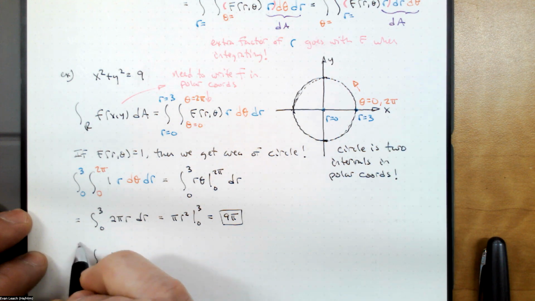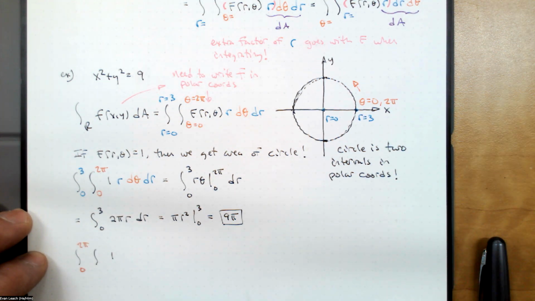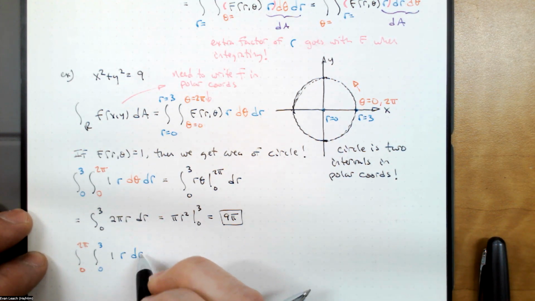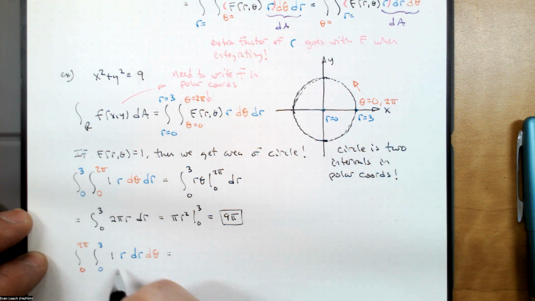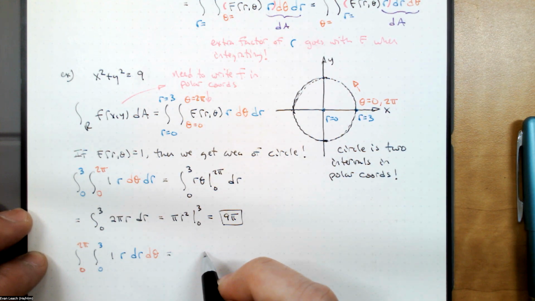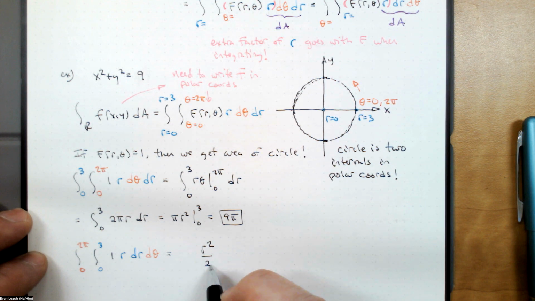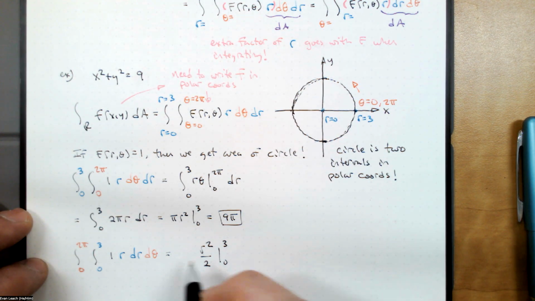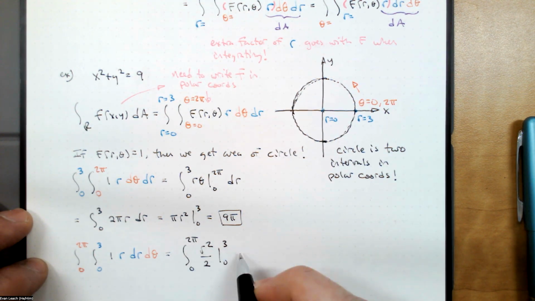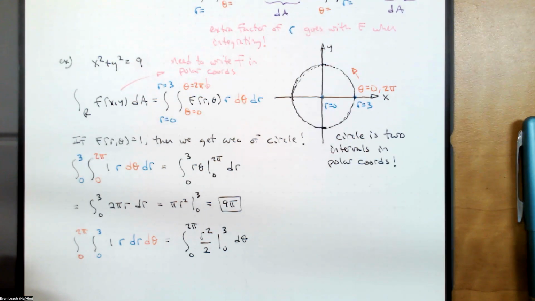So if we go from 0 to 2 pi, and then from 0 to 3, or other way around, I guess, r dr d theta. Now we're integrating with respect to r, so that'll be a 1/2 r squared. Evaluated from 0 to 3. And then we still have to integrate from 0 to 2 pi d theta. We can see we're going to get the same thing.